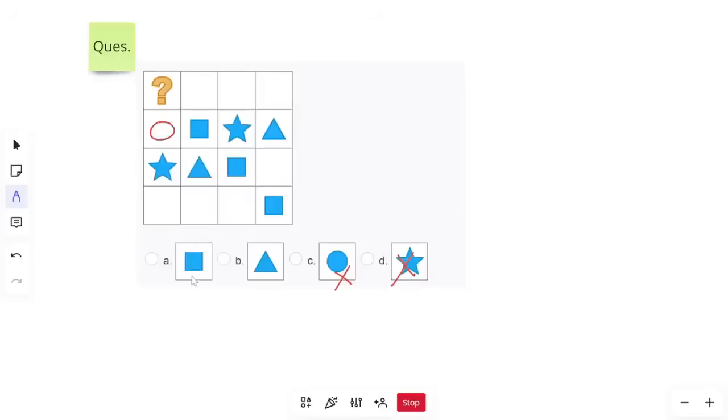We have now two options left, triangle and square. See, if we put square here, that is not possible. Can we put that? No, because in this row already one square is there. So square cannot come here. So the only place for square is here in this column. So square will come here and then triangle will come here. So the correct answer for this question is going to be square. That is, the question mark will be replaced with square.